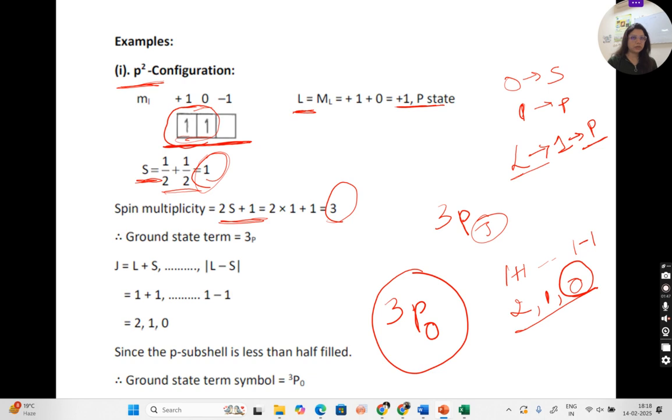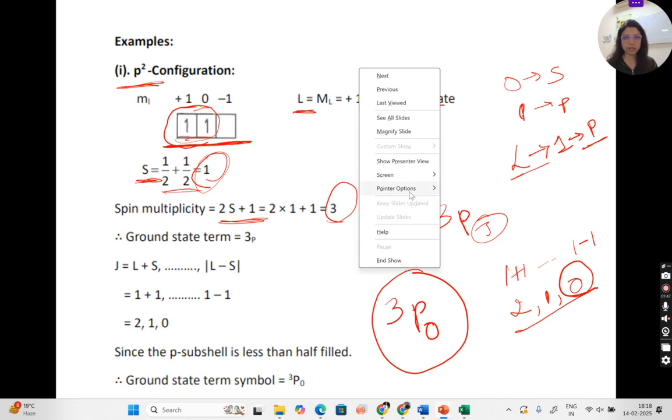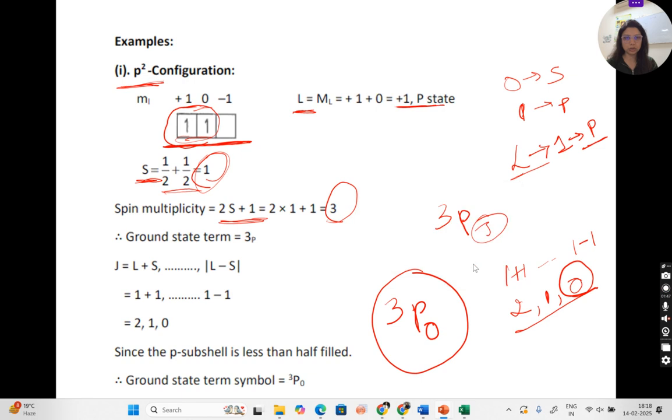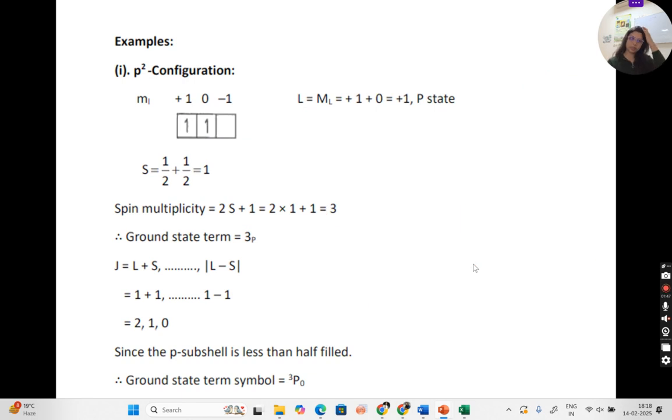Does anyone have a doubt? If anyone has a doubt, I can repeat this example again, and if not, then we will move forward with the next question.